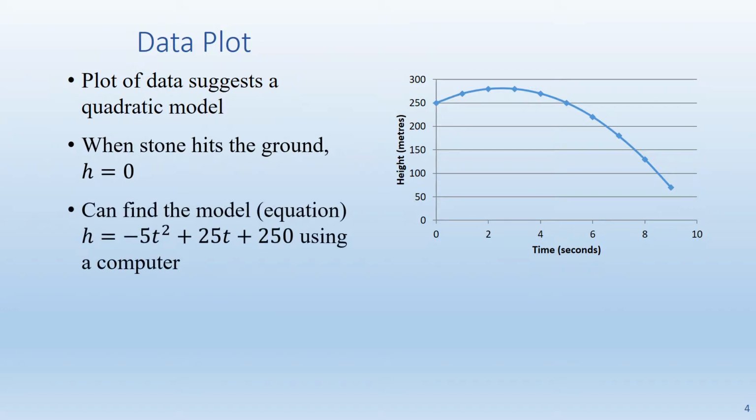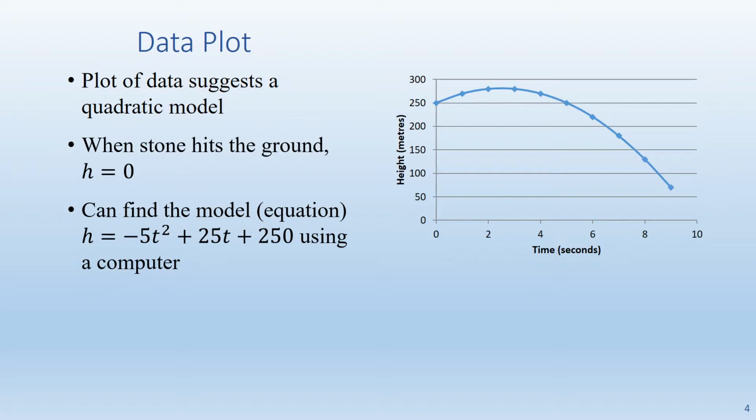We can approach it algebraically by getting the equation of that curved line. Now we saw that it has to be a squared relationship, and we can put the data into a computer package and it can give us the equation, but we can also find out manually by finding the coefficients of the t squared, the t term, and the term without the t. That is the -5, the 25, and the 250.